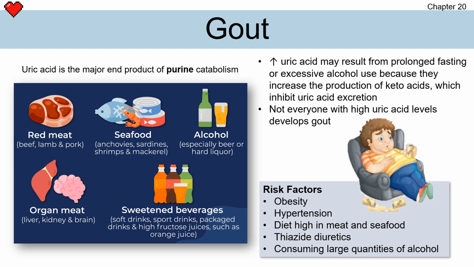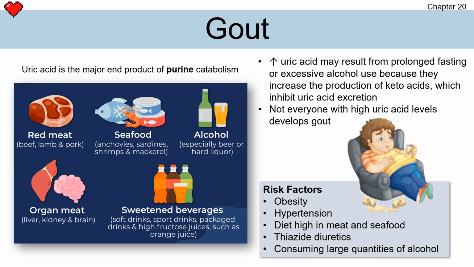This picture here: organ meat, red meat, seafood, sweetened beverages, and alcohol. All alcohol, but especially beer. Okay, so there's your teaching. These patients should really limit their intake of all of these things, or better yet, don't even eat them at all. Once you consume those, they're broken down into purine, and then purine is broken down into uric acid, and then all of those crystals start hanging out. They go to your joints and they cause gout.